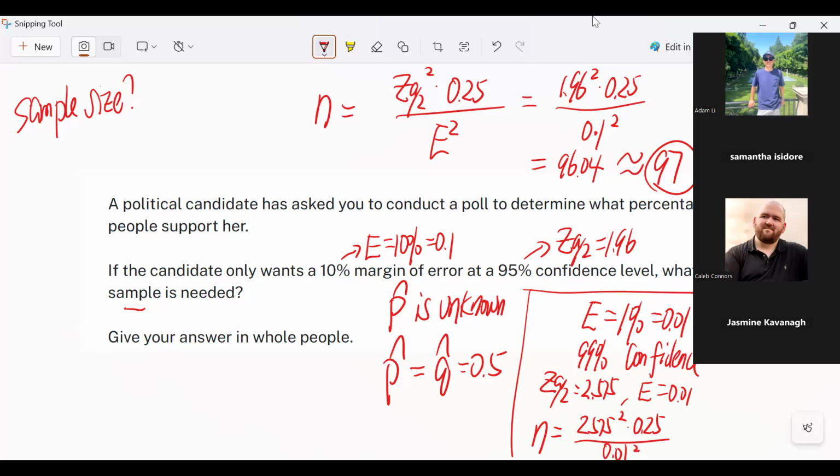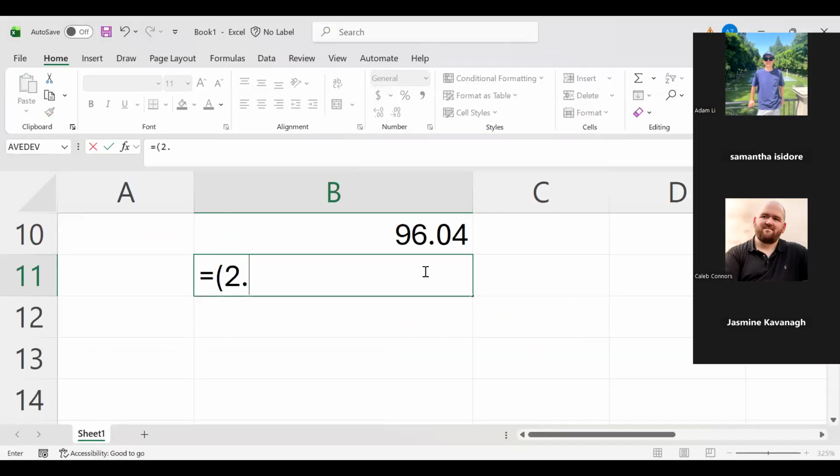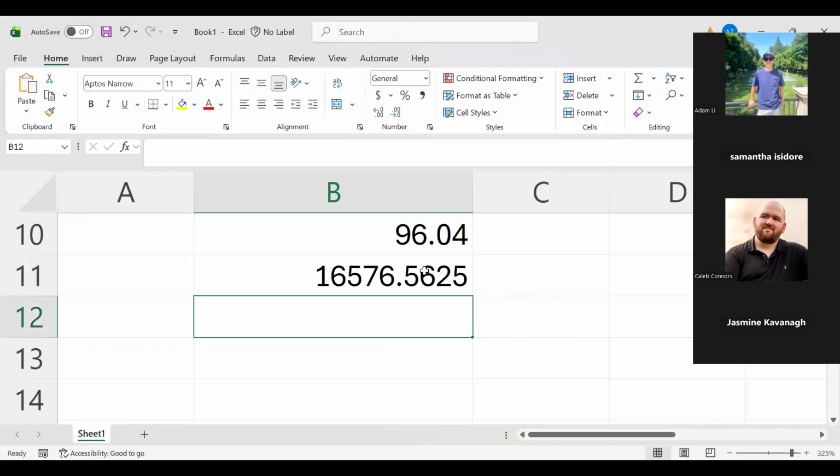Then you see this big improvement, right? Because it's narrowed down, shrinking the margin error, also having a bigger confidence. Let's see how large that sample is. So 2.575 squared times 0.25 over 0.01 squared. Yes, now it's so much bigger, right? It will be 16,577, right? That is a lot bigger sample size.